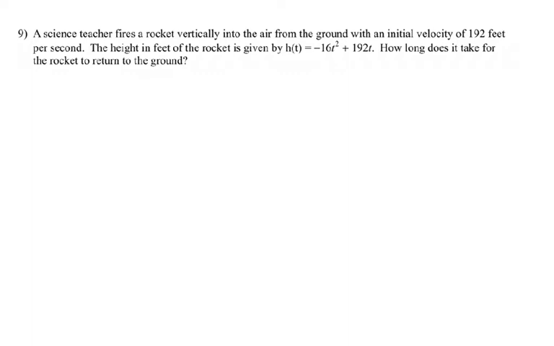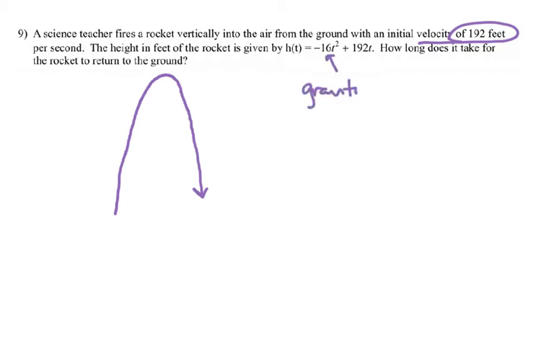Okay, last one. The science teacher fires a rocket vertically into the air. So think about what's happening. We're going to go up, and then, of course, it's going to come down. Now it says an initial velocity of 192 feet per second. We're on Earth, and so remember I told you last time that negative 16 is coming from gravity. It's gravity divided by 2. This 192, that's the velocity. So why do you think I don't have anything added on to the end? Where does the rocket start? It's launching from the ground, which is at ground 0. So that's why it's got a plus 0.